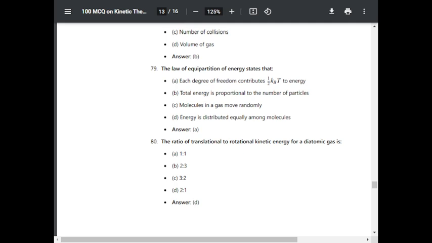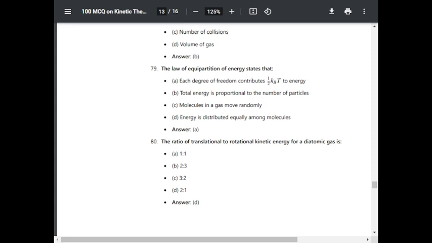Question number 79. The law of equipartition of energy states that: option A, each degree of freedom contributes 1/2 kBT to energy; option B, total energy is proportional to number of particles; option C, molecules in a gas move randomly; option D, energy is distributed equally among molecules. The correct answer is A. The law of equipartition of energy states that each degree of freedom contributes 1/2 kBT to energy.